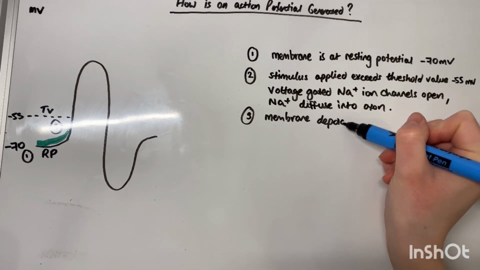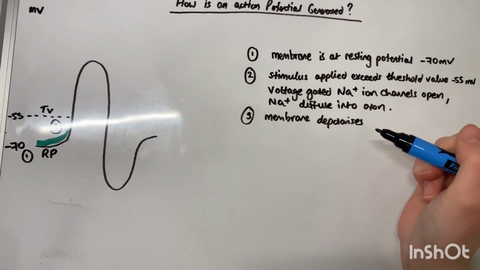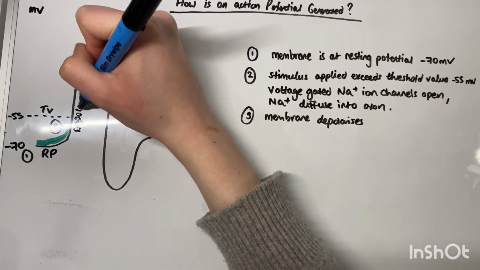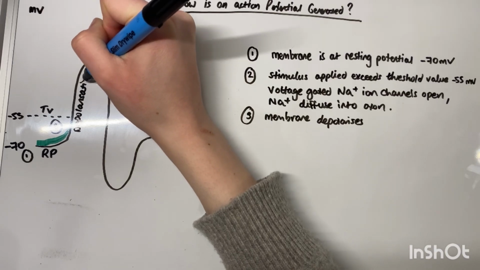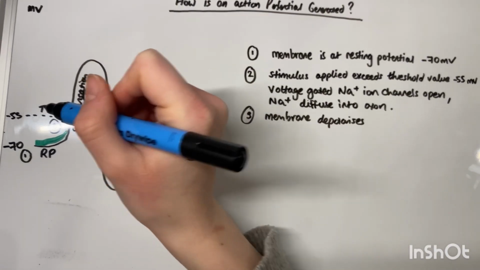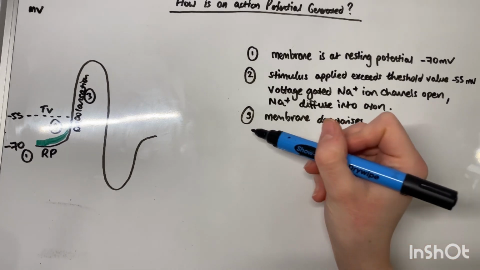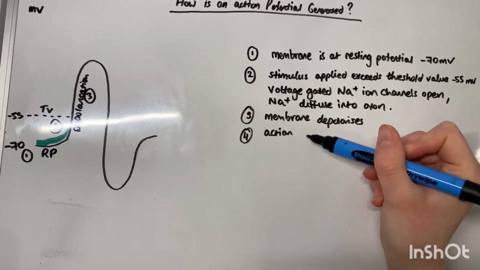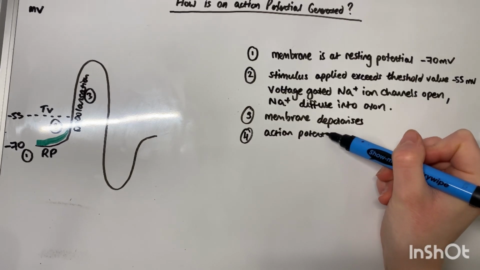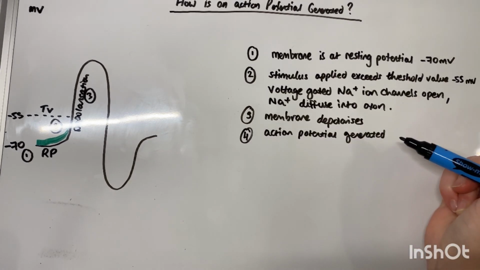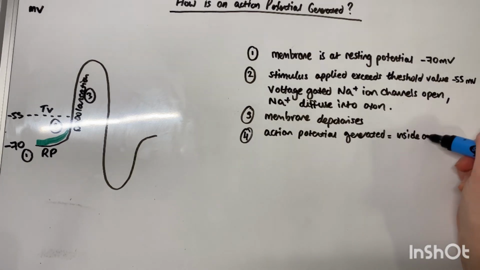And what that means essentially is the membrane potential of the neuron becomes less negative. So it goes from minus 70 to minus 55 when the stimulus is applied, and now it's at plus 40 mV, which is where an action potential is generated. So an action potential is when the inside of the axon is more positive than the outside, so it's had a reversal of charge.